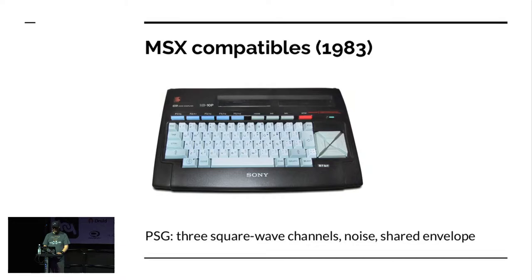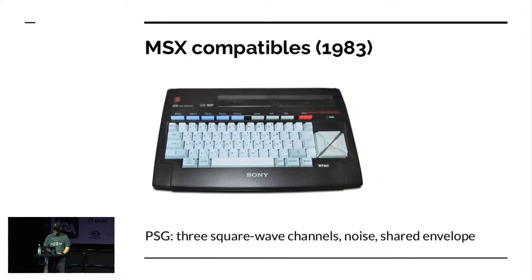So we started with the MSX. The PSG of the MSX has three sound channels that can play back square waves, different pitches and different volumes. And then you can have noise for percussion, and then you have a shared envelope that is shared between all the channels. A pretty typical sound chip for a computer of this time, probably the most common sound chip for home computers of the time. A simple one, but if you're good at it, you can still get something interesting out of it.